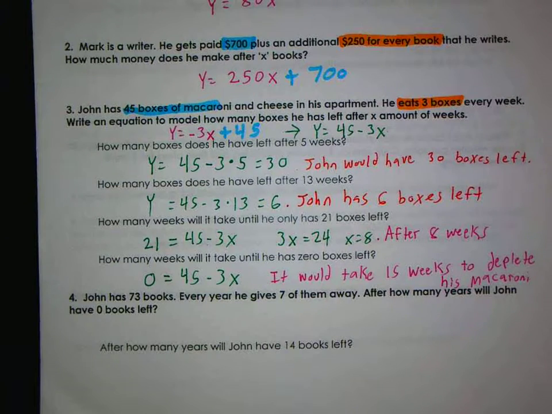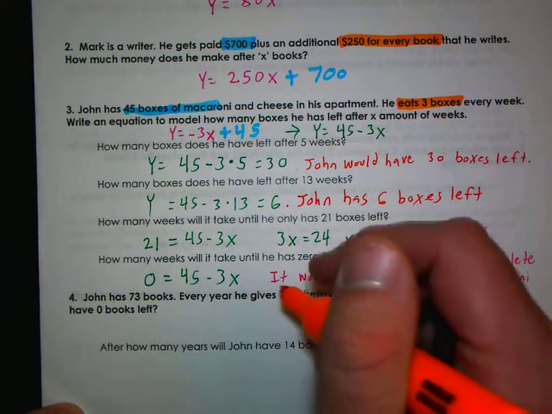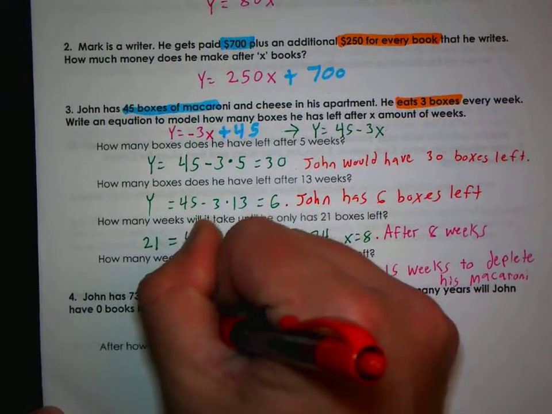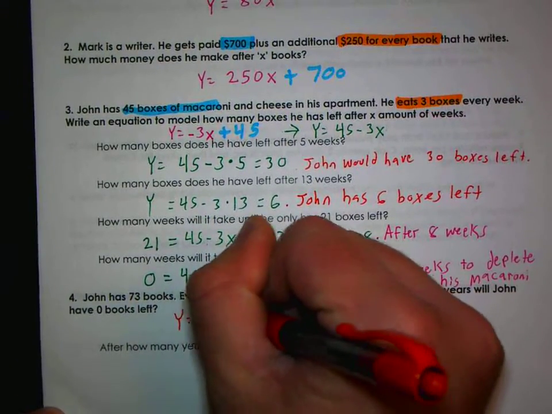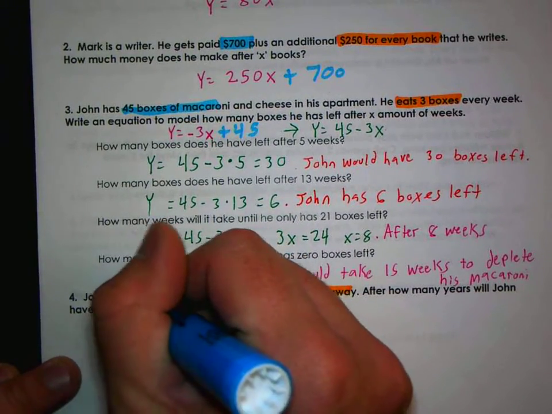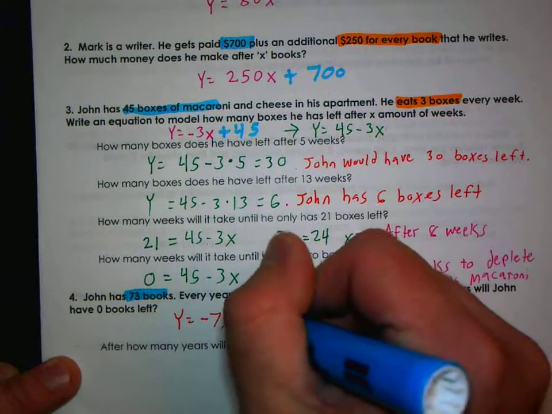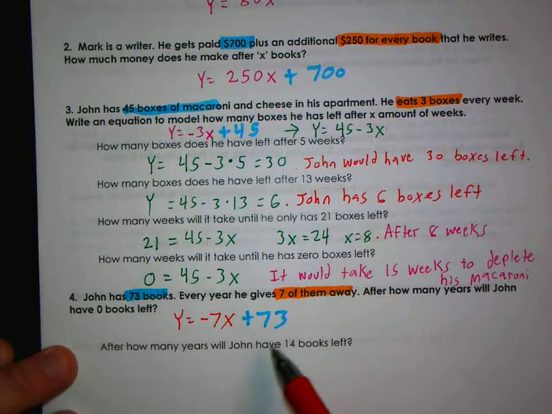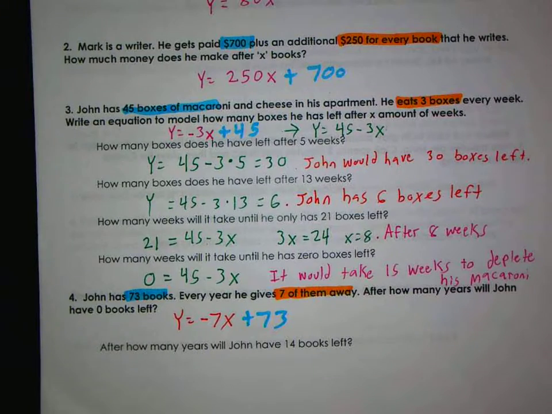So, orange, which one's the slope? 7 or 73? 7. So I'd get y is negative 7x. And which one is the constant, the y-intercept? 73. That's what he starts off with. You could leave it like that or write it as 73 minus 7x.